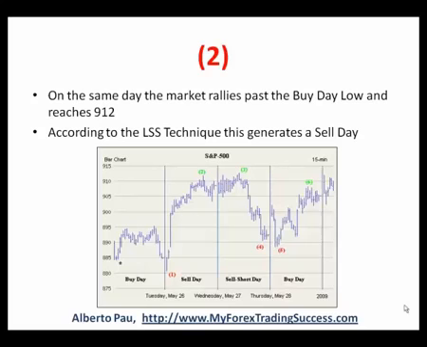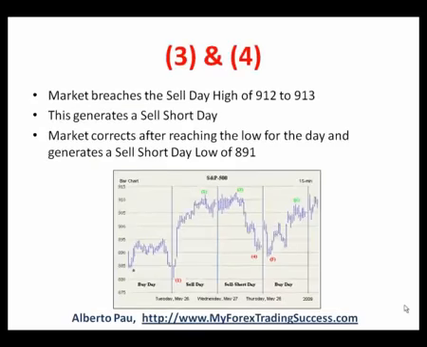and in that case you would have stayed long. Okay, so we see here, point number 2, that the market rallies past the buy day low and reaches all the way to 912. Okay, so according to the LSS technique, the strict version, this generates a sell day. Effectively, you're liquidating your long positions. Then points 3 and 4.